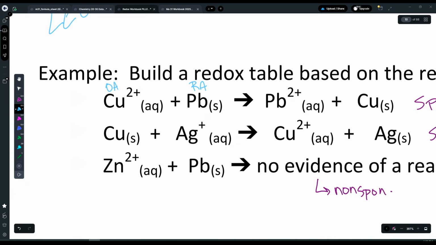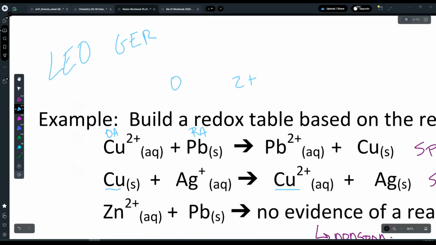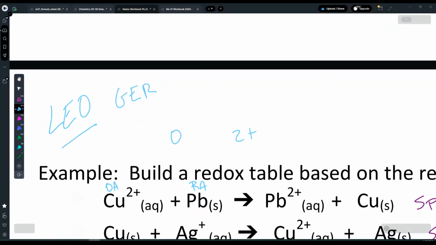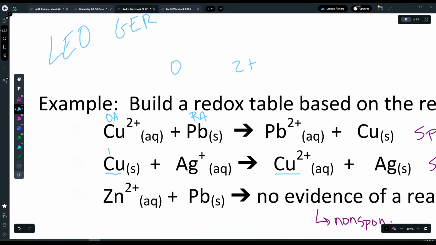Okay, for the next one, we have copper solid goes to copper 2+. So kind of the opposite of what we just talked about. Going from a neutral charge to a 2+ charge, you have to lose electrons. Losing electrons is oxidation, so that's a reducing agent. So that must mean silver 1+ ions have to be our oxidizing agent.